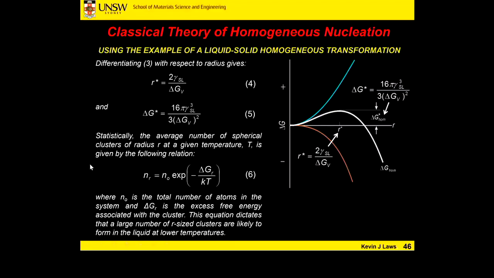Now, with this, we can look at nucleation rates and things like that as well. So statistically, the average number of spherical clusters of radius R at a given temperature, T, is given by this relationship. Here we're pulling in the Boltzmann constant to look at our nucleation rates, the probability or likeliness of a nucleation event to occur, and the radius to exceed the critical radius for nucleation. I'm not too concerned about this one in terms of the exam. But we can see here that we can statistically relate it to the Boltzmann constant. It's a statistical event for homogeneous nucleation.